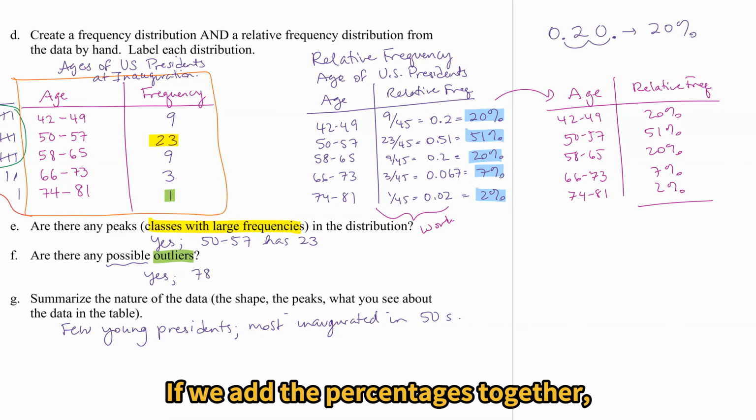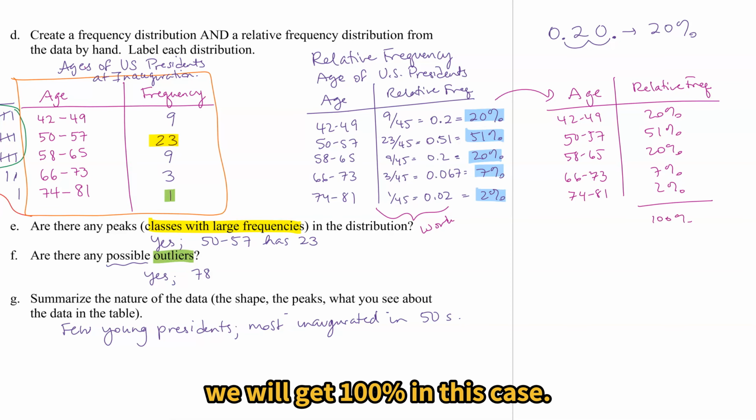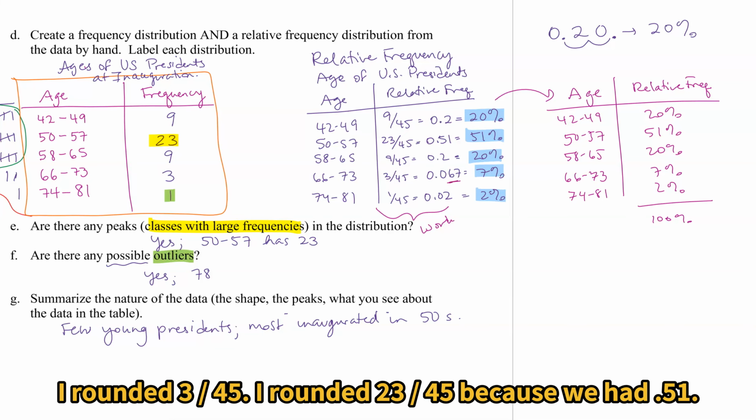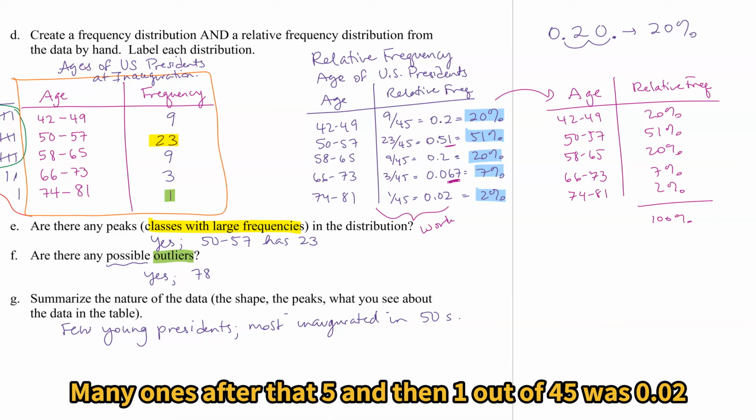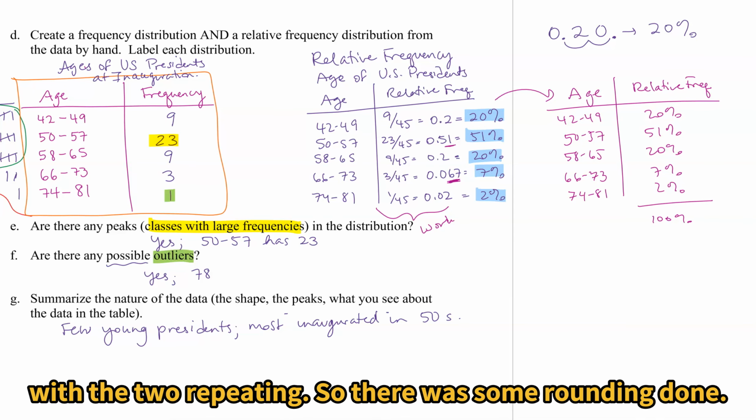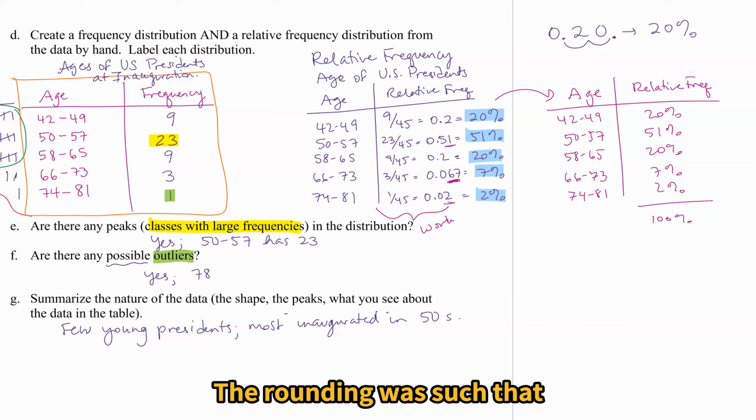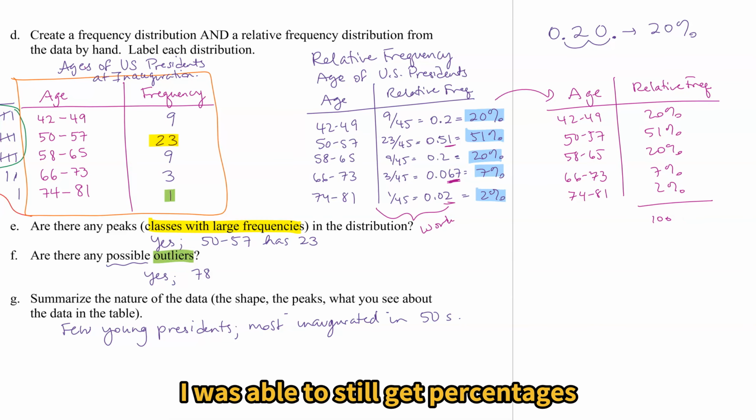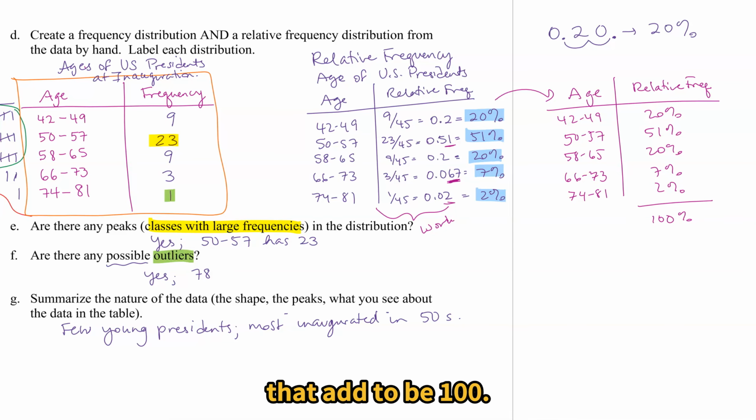If we add the percentages together, we will get 100% in this case, but I did do some rounding. I rounded 3 divided by 45. I rounded 23 divided by 45 because we had 0.51 and many ones after that 5. And then 1 out of 45 was 0.02 with the 2 repeating. So there was some rounding done. The rounding was such that I was able to still get percentages that add to be 100.